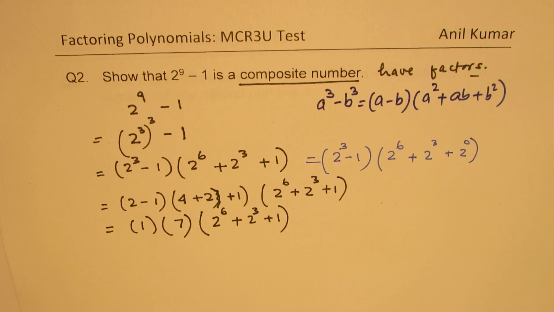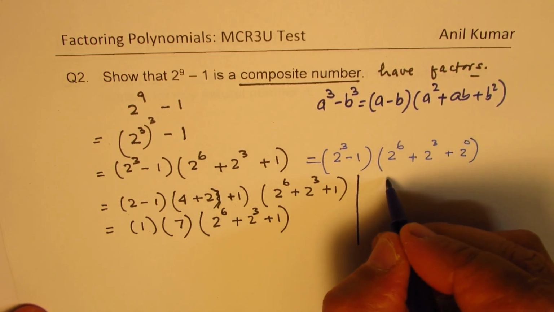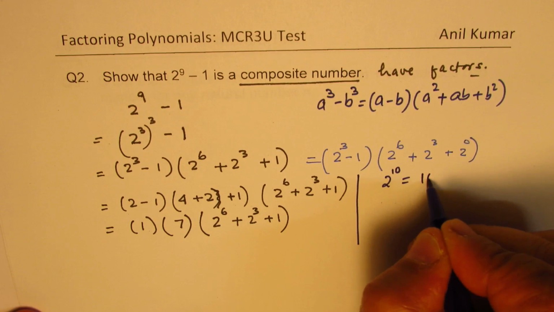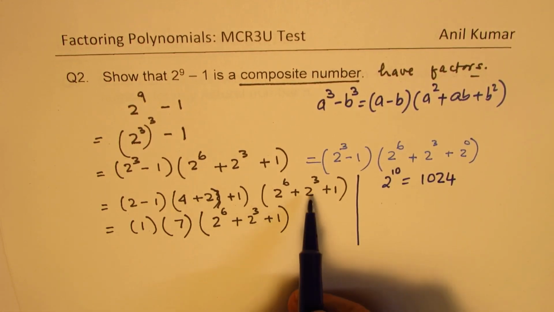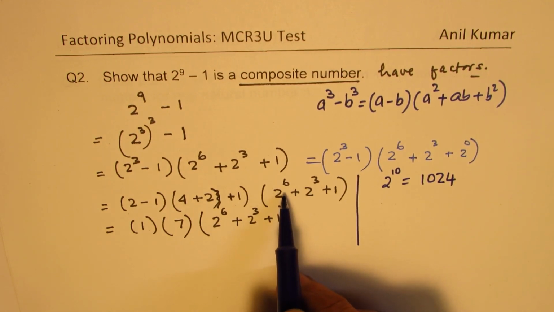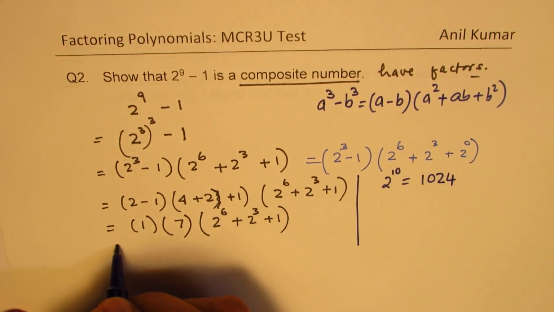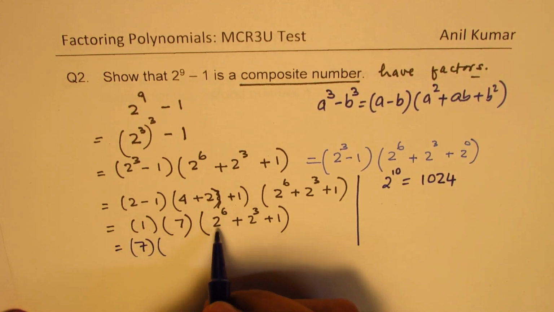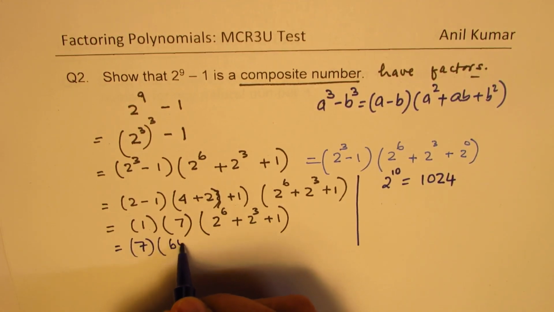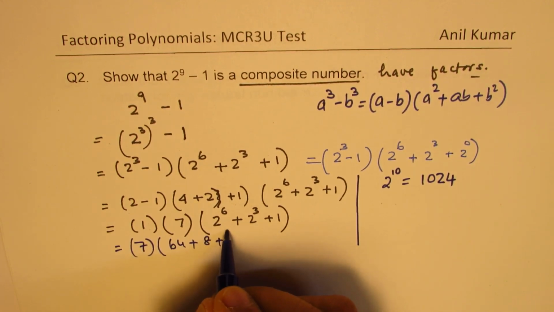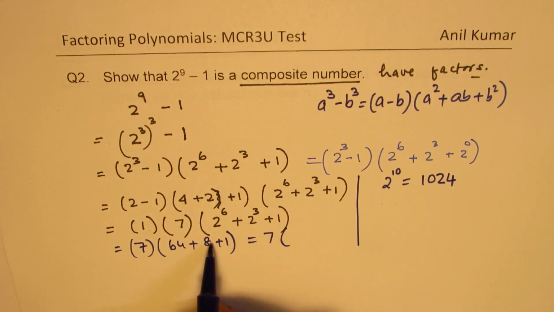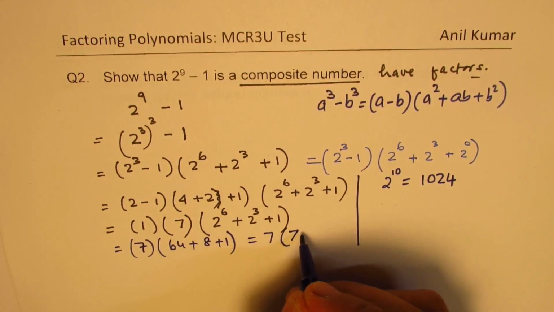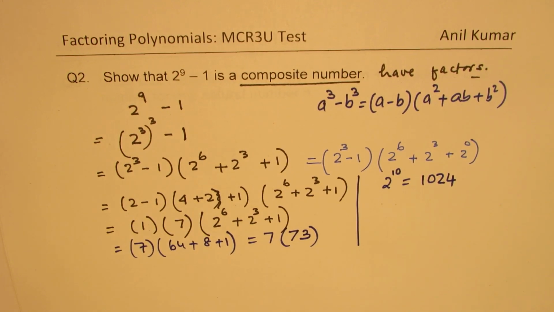Now, to calculate these numbers, let me give you some good reference. 2 to the power of 10 is 1024. Is that clear to you? So that should help you to figure this out, right? You know this is 8, and that is 8 square, which is 64. So you could actually write this as 7 times 64 plus 8 plus 1. Is it clear to you? And then you can add this, and we get 7 times 9 plus 64 is 73. So we get 7 times 73.